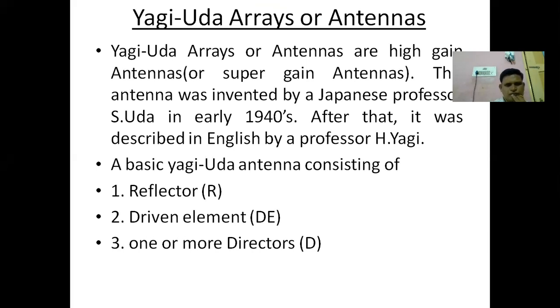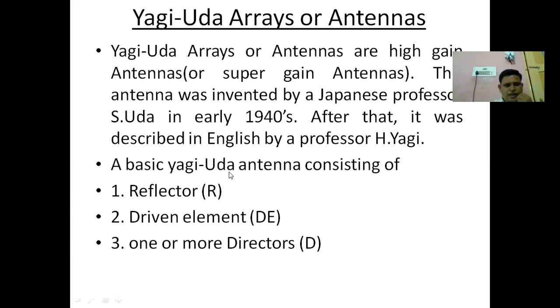Yagi is a scientist. He translated the papers that were developed by Uda, a Japanese scientist. Initially, Uda developed this technology and wrote the papers in the Japanese language. Finally, Professor Yagi translated those Japanese papers into English, and it became available to the entire world from that day onwards. That's why this antenna is called the Yagi-Uda array or Yagi-Uda antenna. This antenna became available for our use from the 1940s onwards.